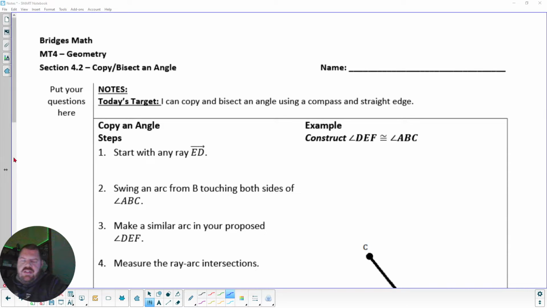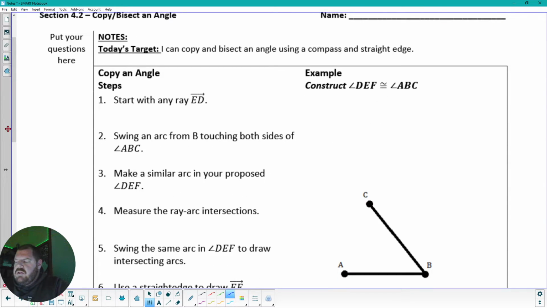Hello and welcome to section 4.2 of our Bridges Geometry class. Today we're going to continue our compass and straight edge constructions with a couple of constructions that involve angles.